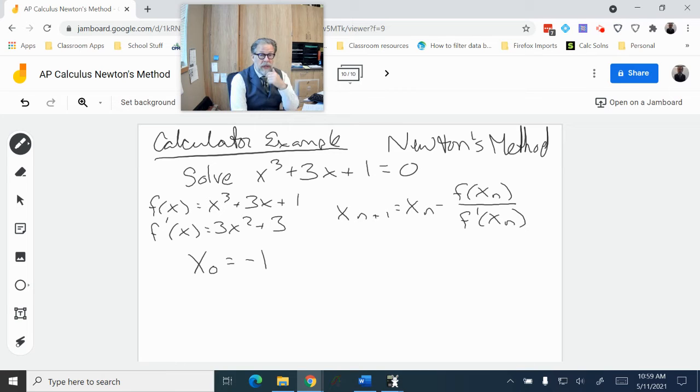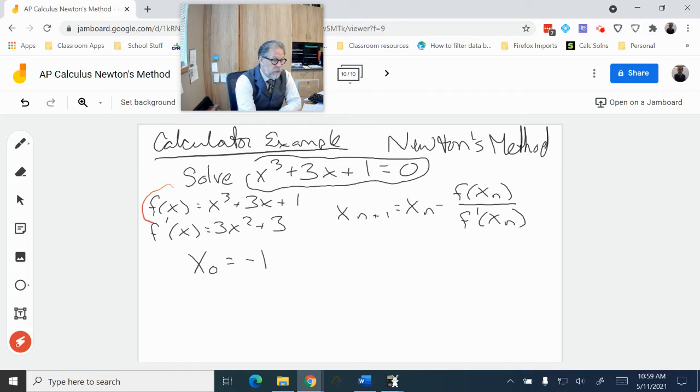Here's the problem we're looking at, and this is the example that I did in my Newton's method video, which is solve x cubed plus 3x plus 1 equals 0. In other words, we are trying to find the root of f of x equals x cubed plus 3x plus 1. Newton's method says that if I choose an initial value, which I will choose as -1, I can find subsequent values using this equation right here.